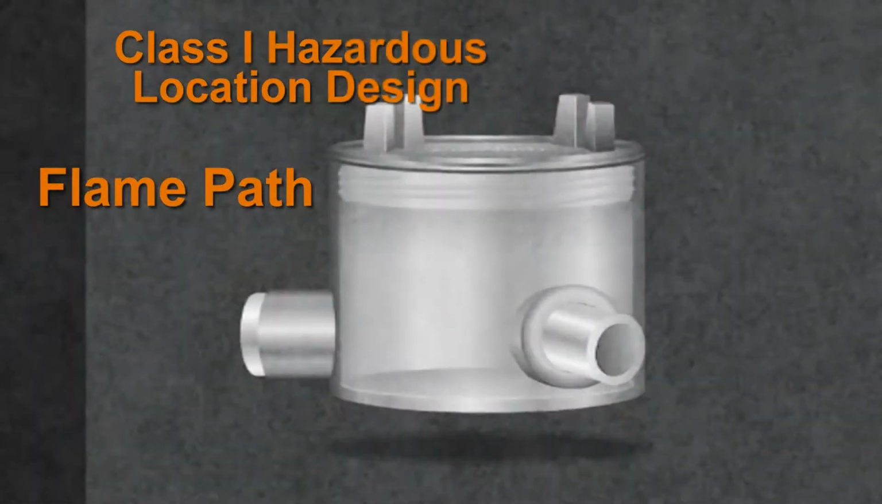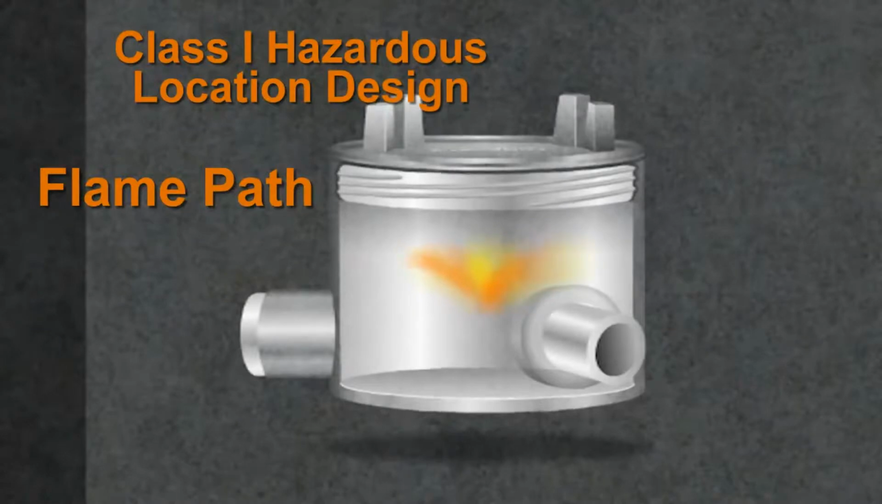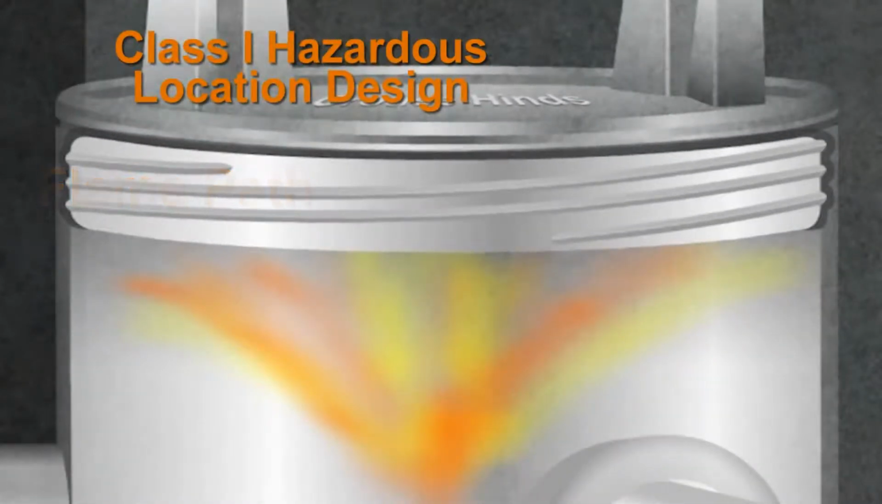Another example of the flame path is the threaded type. After an explosion, the gas travels out through the threaded joint, but as it does, the explosion cools off, allowing the flame to not ignite the hazardous atmosphere.